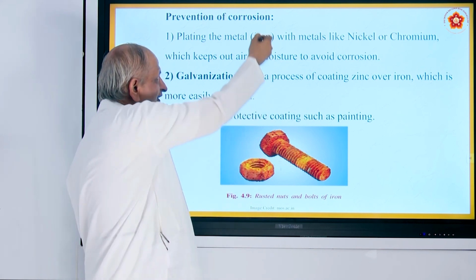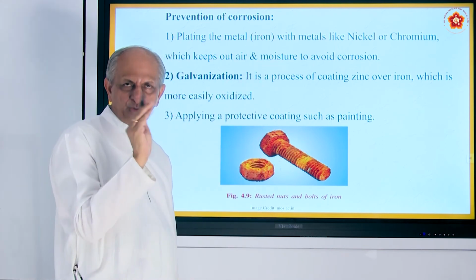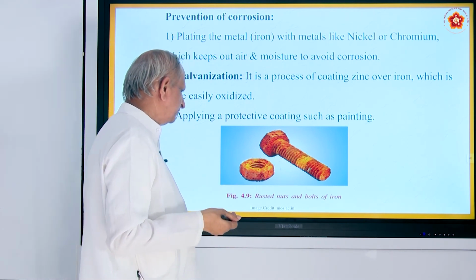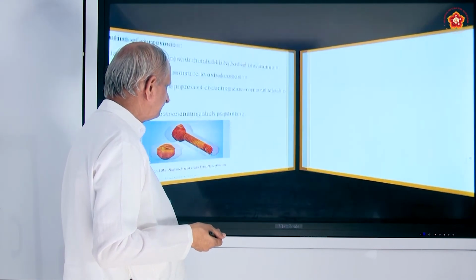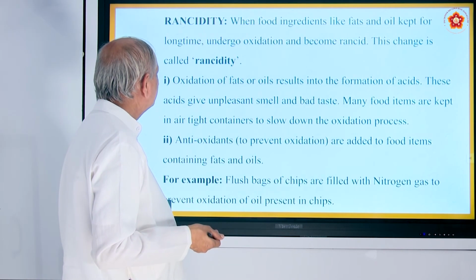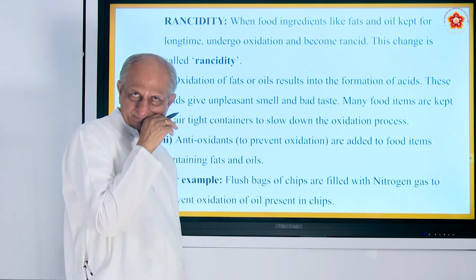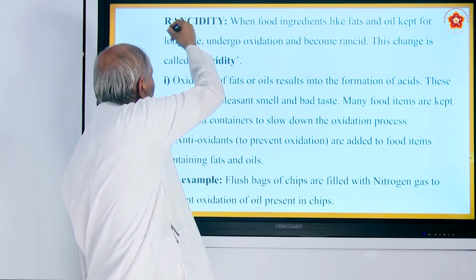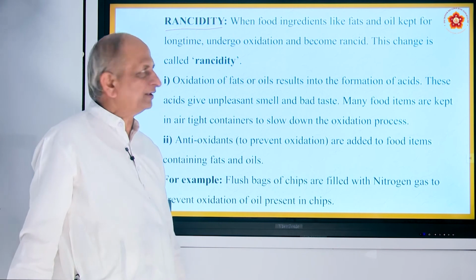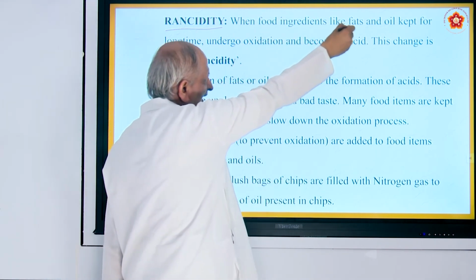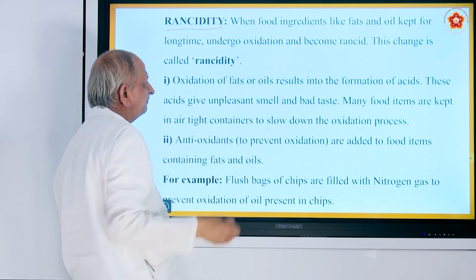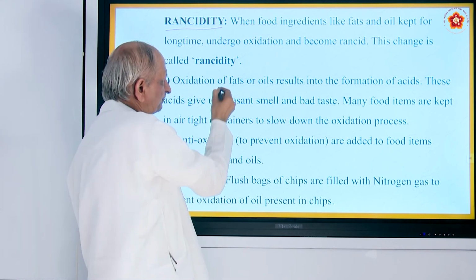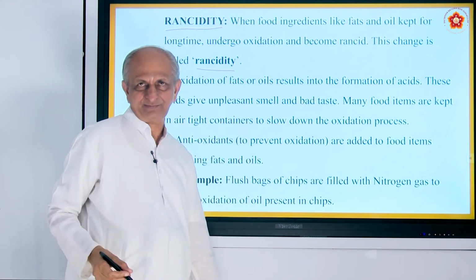So what is the solution? This is the solution. You have to clean with sandpaper, put some paint on that, then it will not be rusted. And one more disadvantage. In the case of redox reaction, what you find is called rancidity, that you find in the food. Food ingredients like fats and oil kept for a long time undergo oxidation and become rancid. This property or this change is called rancidity.